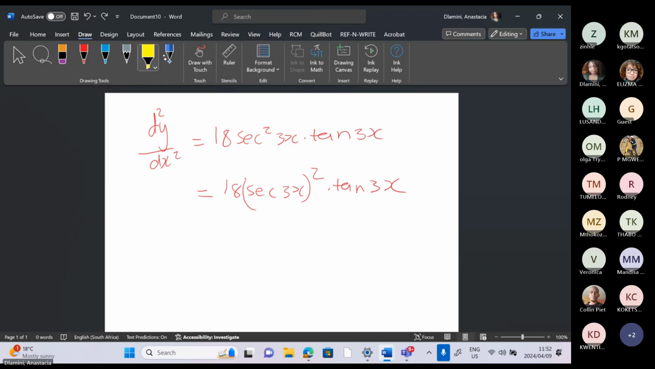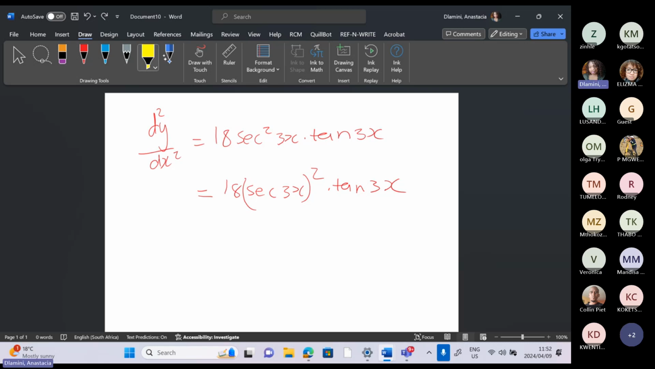The what? Identities. I was saying... Which identity? Which identity? Like 3x squared, 1 plus tan squared 3x.